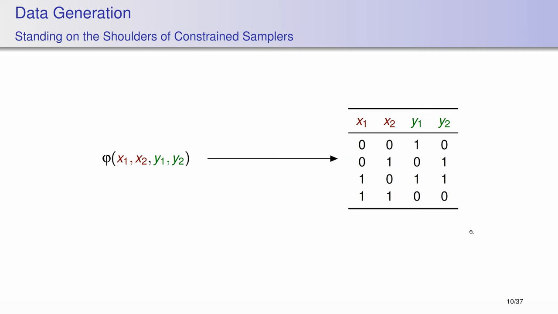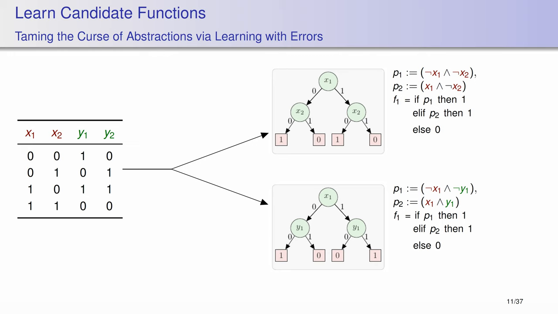Once we generate this data, we can try to look at this as a classification problem. In particular, for every y, we can try to synthesize a function in terms of x1, x2. Or for y1, you can have a function in terms of x1, x2, and for y2, you can have a function of x1, x2, and y1. So we are going to synthesize these functions.